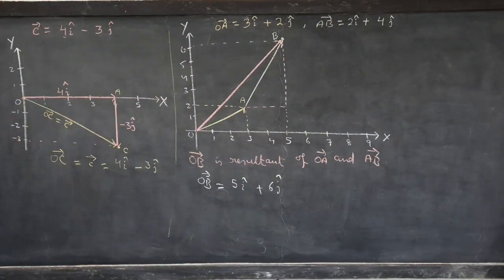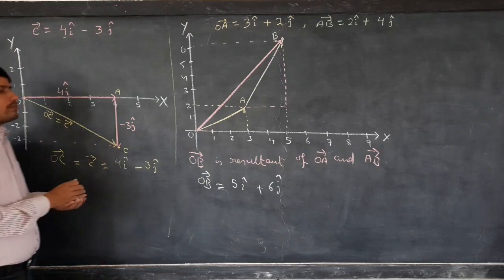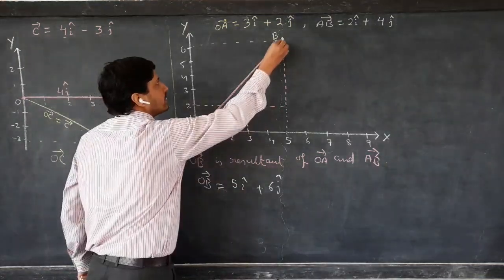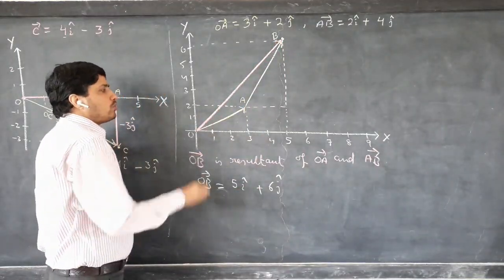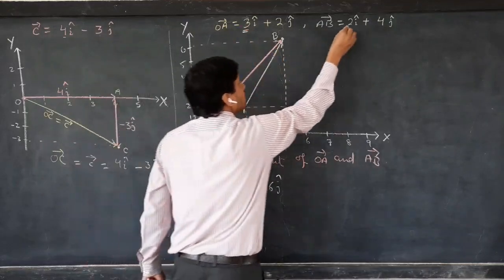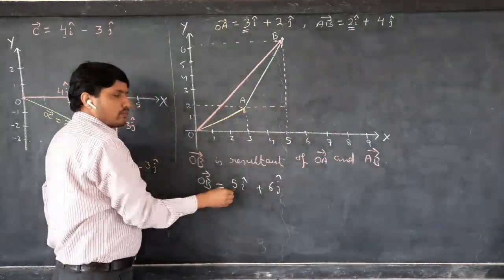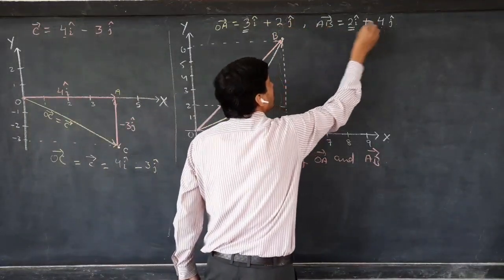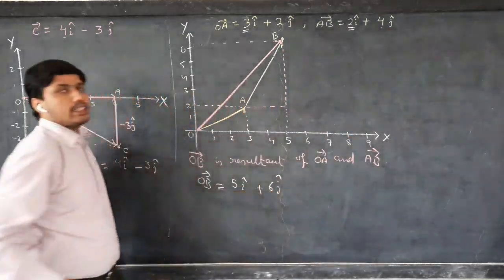Now please hold and see the relation between these vectors: OA vector, AB vector and OB vector. If you see carefully, students, you will find that if we add the x components of these two vectors, OA vector and AB vector, you will get the x component of the resultant vector. See, this is 3, this is 2, and 3 plus 2 is 5. This is 2, this is 4, the y components, and 2 plus 4 is 6.